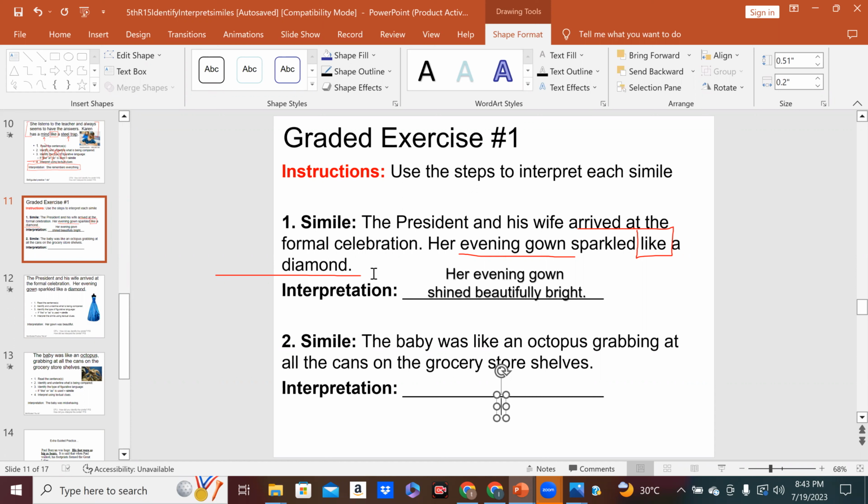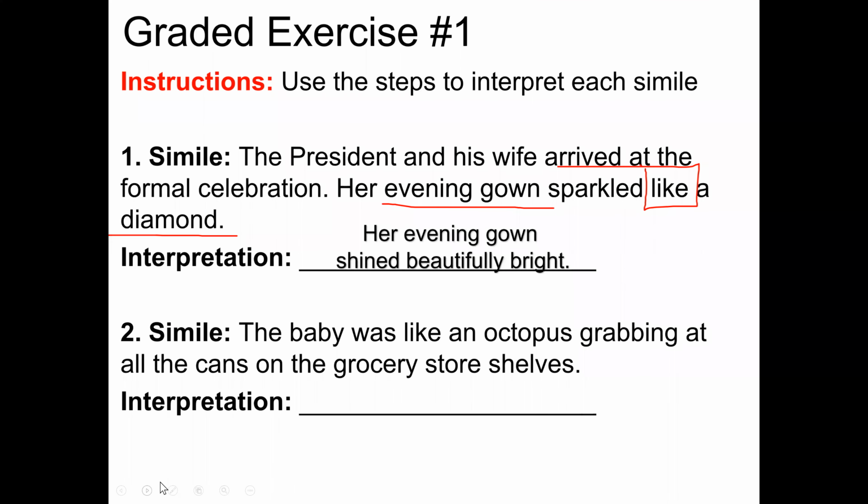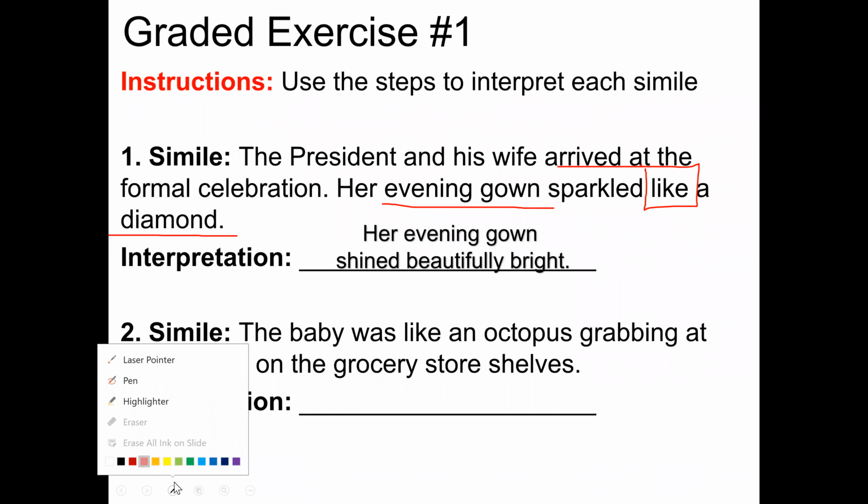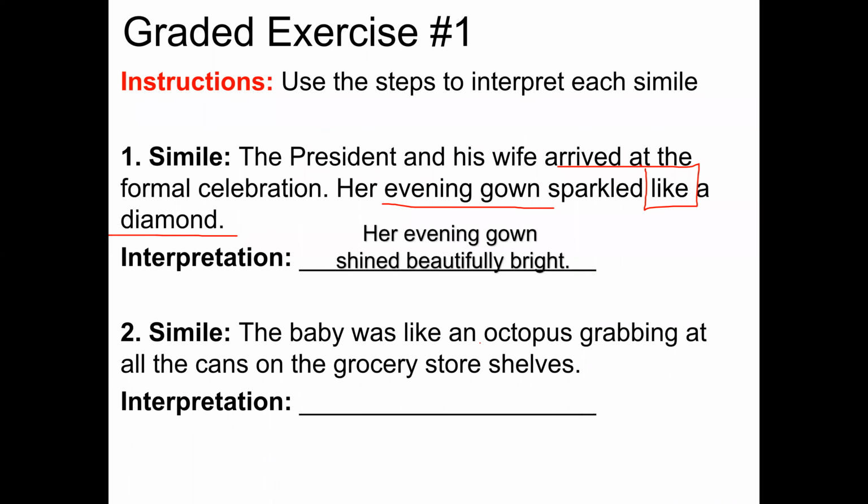Very good. Okay, so the baby is like an octopus grabbing at all the cans on the grocery store shelf. What is that telling you about the baby? Well, first of all, before we even do that, what two things are being compared? The octopus and the baby. So the octopus and the baby, right?